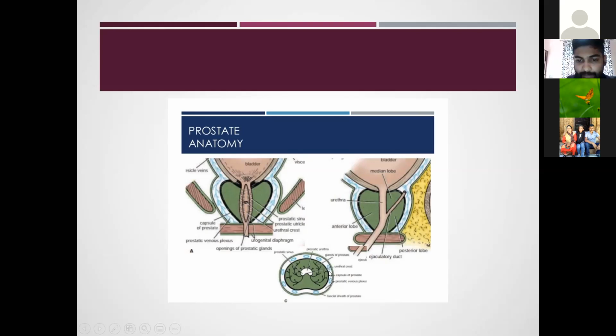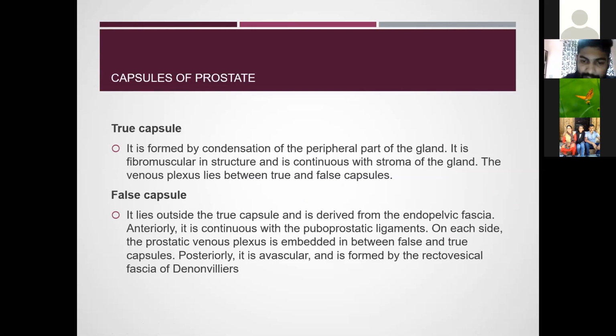So the venous plexus is embedded between the true capsule and the false capsule. The false capsule lies outside the true capsule and is derived from the endopelvic fascia. Anteriorly it is continuous with the puboprostatic ligaments. On each side the prostatic venous plexus is embedded between the false and the true capsule. Posteriorly it is avascular and is formed by the rectovesical fascia of Denonvilliers.